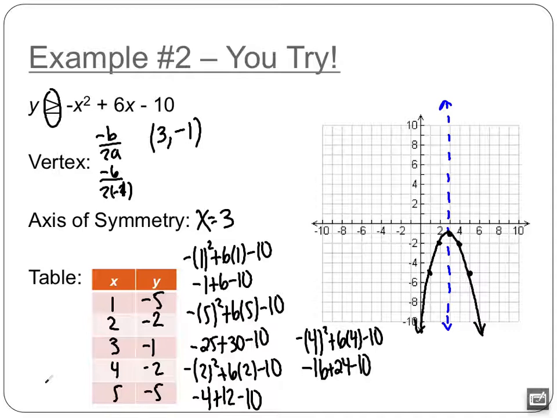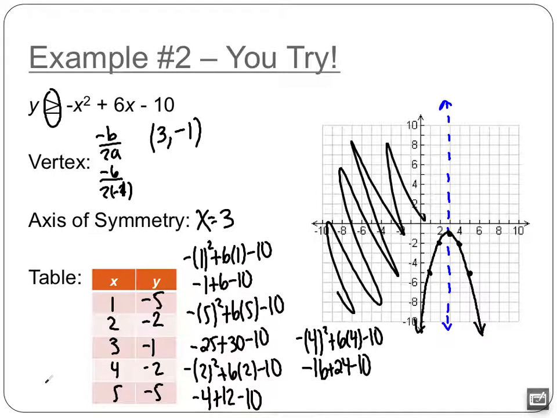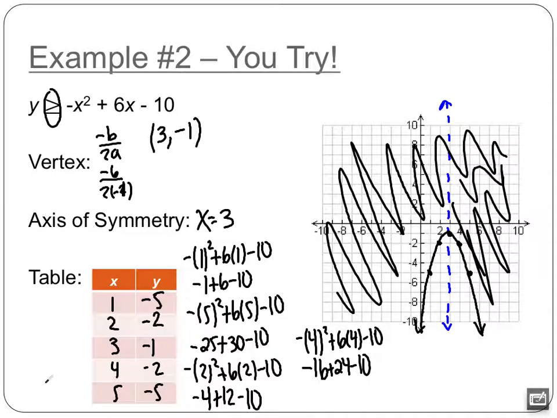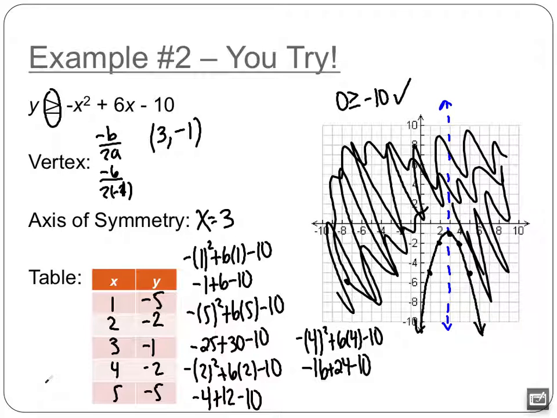Last thing, figure out the shading. Y is greater than. Greater than always means up. In this case, that means to shade above the parabola, which is outside. So it's all this stuff outside the parabola. Okay, if you chose to do a test point instead, a good one would probably be 0, 0. When you substitute that in, you get 0 is greater than or equal to negative 10. This is true, so we want to shade where 0, 0 is. Shade towards the origin, which we did here.